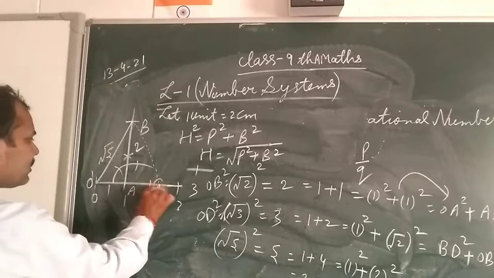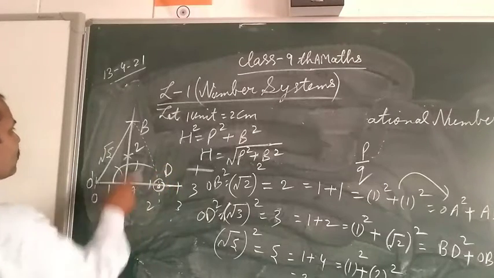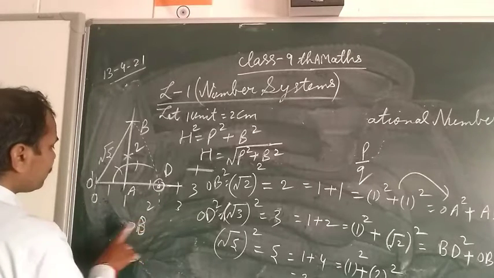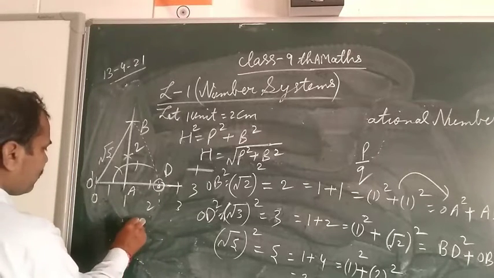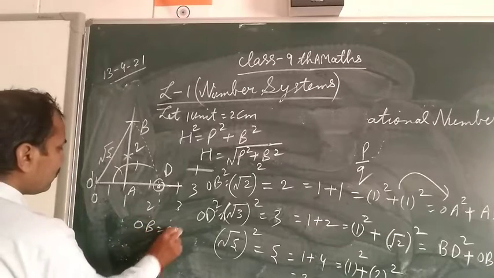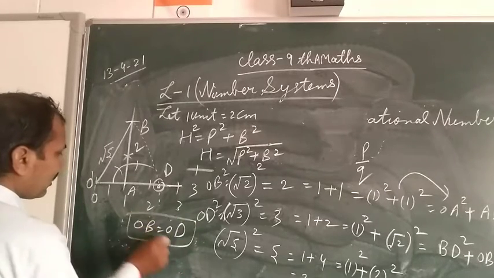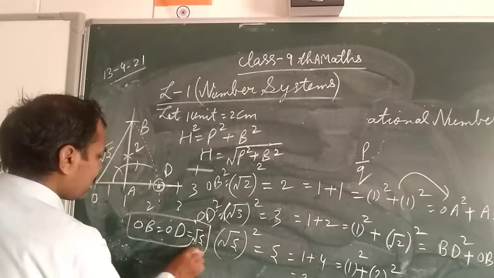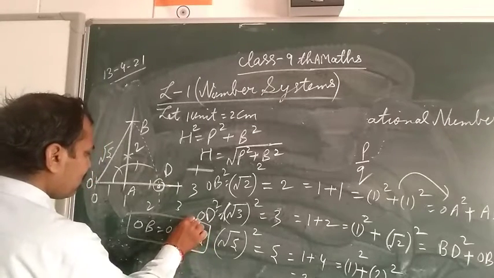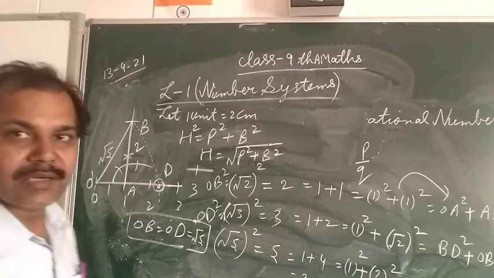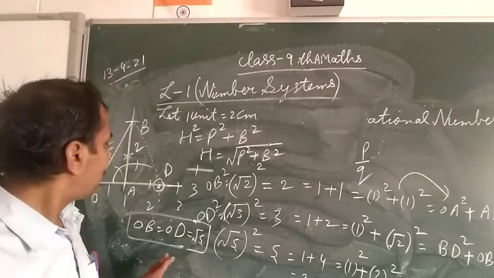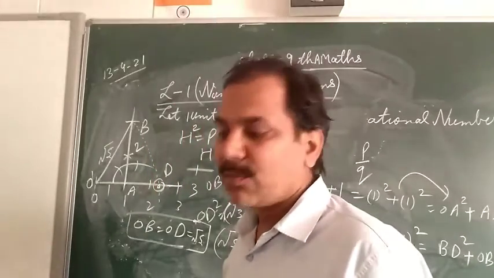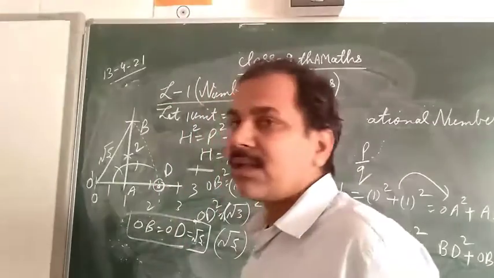Then take this distance OB in compass and then cut an arc. So this point, suppose D. So OB and OD are both the same. OB is equal to OD is equal to under root 5. Clear? So like this you can represent irrational numbers on the number line.